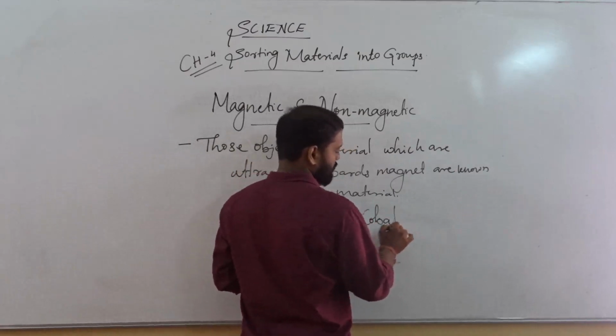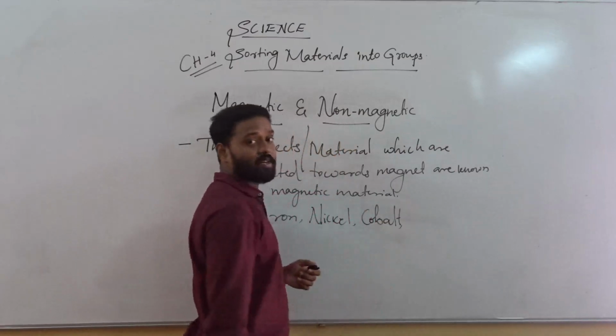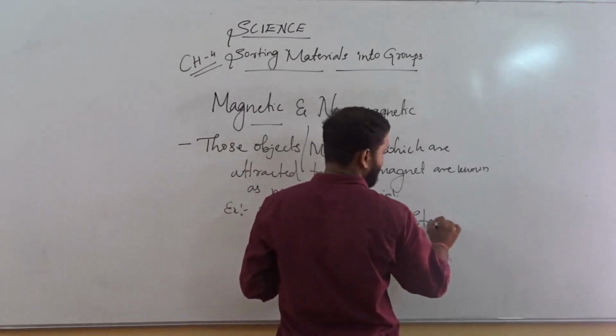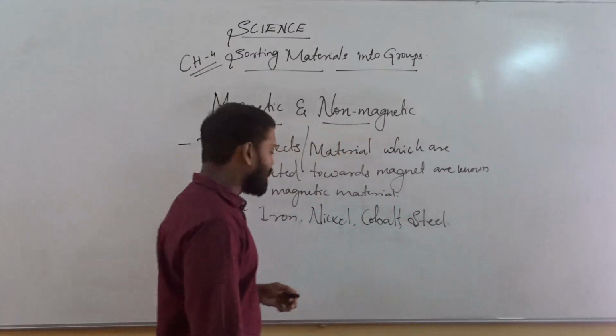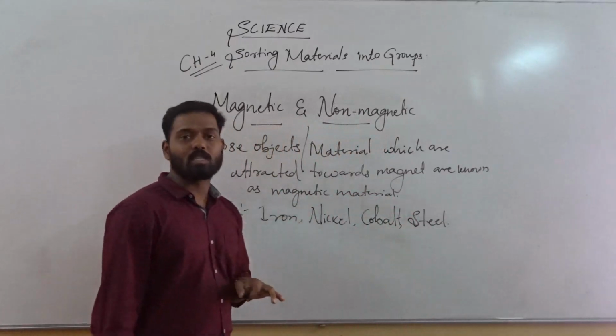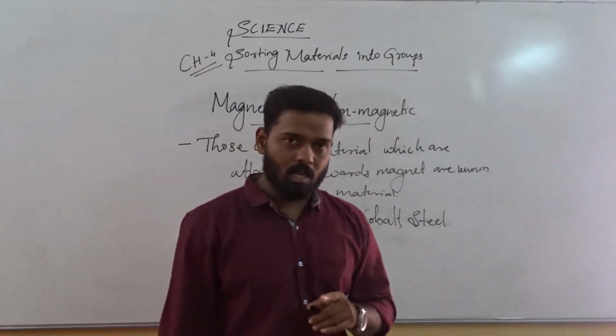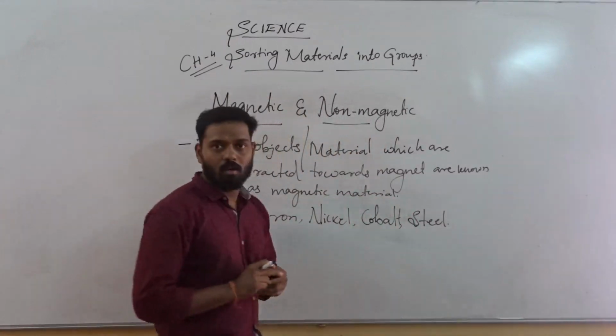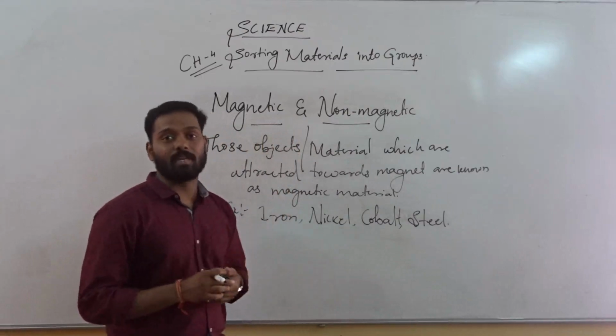Cobalt is also attracted towards magnets. And you can talk about steel. Steel also is attracted towards the magnet. So what do you mean by magnetic materials? Those materials and objects attracted towards the magnets are known as magnetic materials. This way also we can classify the materials.